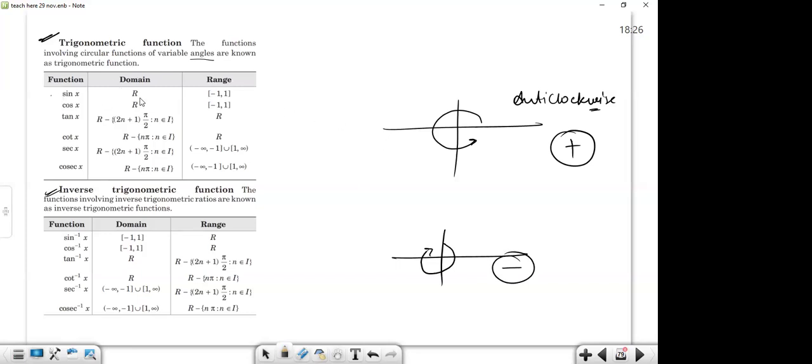So this is the sine function. Its domain is real numbers. Its range is -1 to +1, meaning the minimum value of sine can be -1, and the maximum value can be 1. So accordingly, you can see all. And here n belongs to integers. It means that all the odd multiples of pi by 2 are excluded from the domain for tan. Okay. Yes, sir. Similarly, you can have a look at these later on.